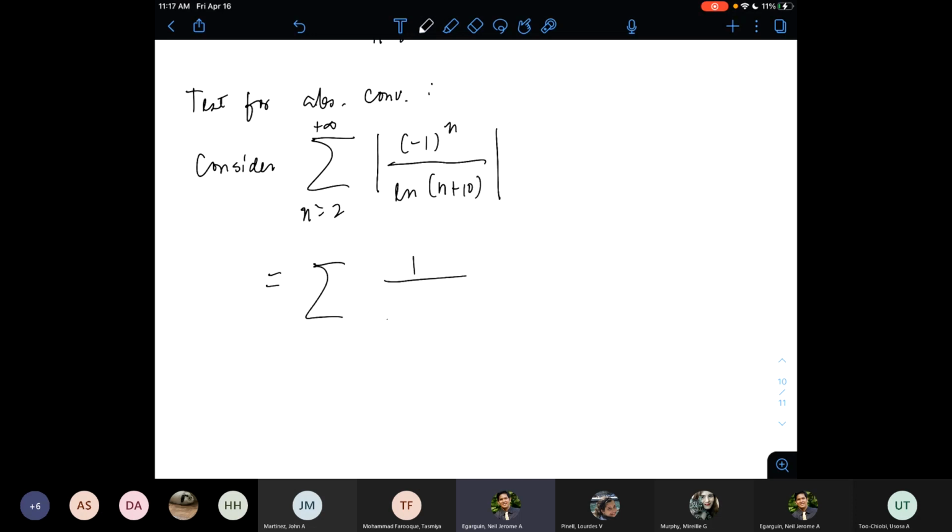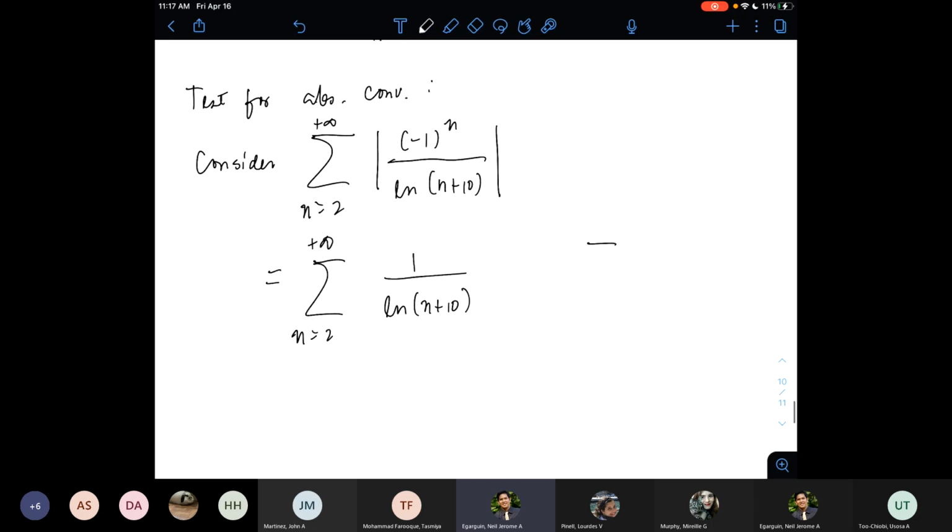Now, what's the effect of the absolute value bars? The alternating sign factor will just be gone, and then this is what we want to test. You can do any of the tests that you can remember, but I guess I can do a direct comparison test here. Compare it with the sum of 1 over n plus 10.